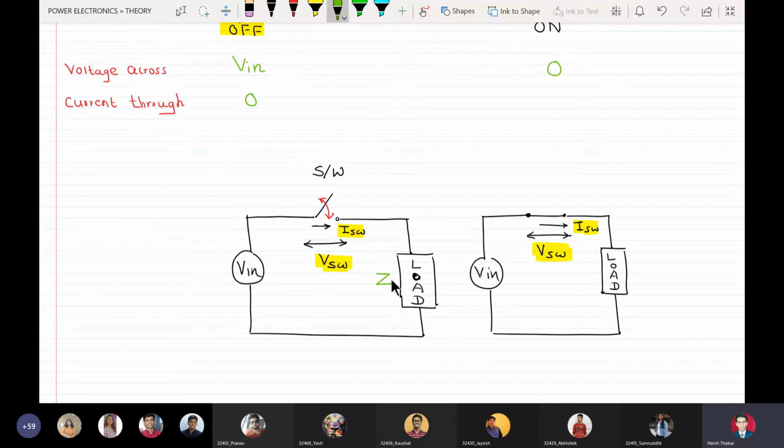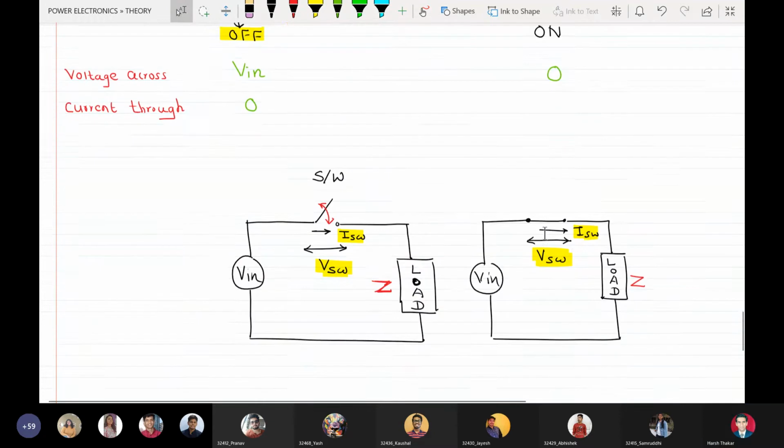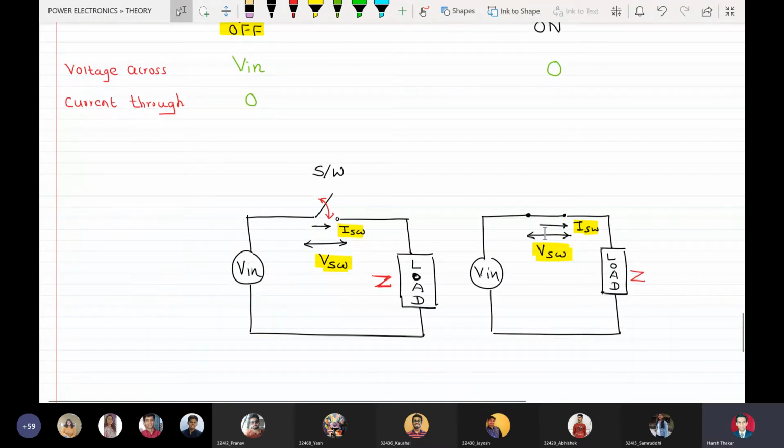Suppose the load is Z. Then IL... now the value of the load is Z ohms. So what will be the current through the load when the switch is closed? No, but have I specified that V in is a sinusoidal source? No, sir. V in. Yeah, it is V in.